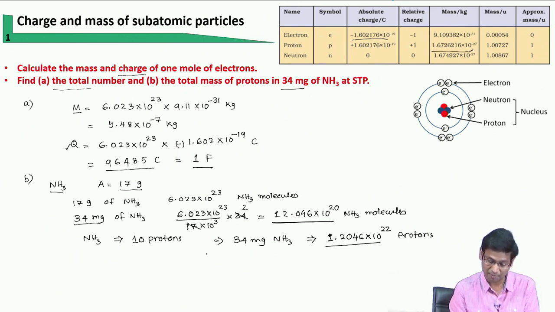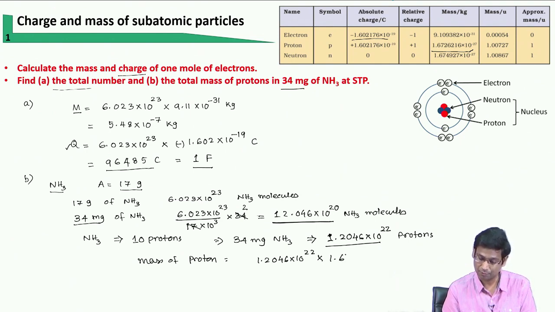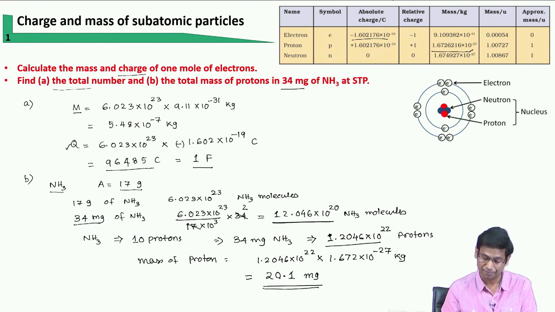So, the total mass of protons in this sample: you would have 1.2046 into 10 to the power 22 protons, multiply that with 1.672 into 10 to the power minus 27 kilograms, and if you solve this, you will get about 20.1 milligram. So, you see that in 34 milligram of ammonia, we have 20.1 milligram of protons.